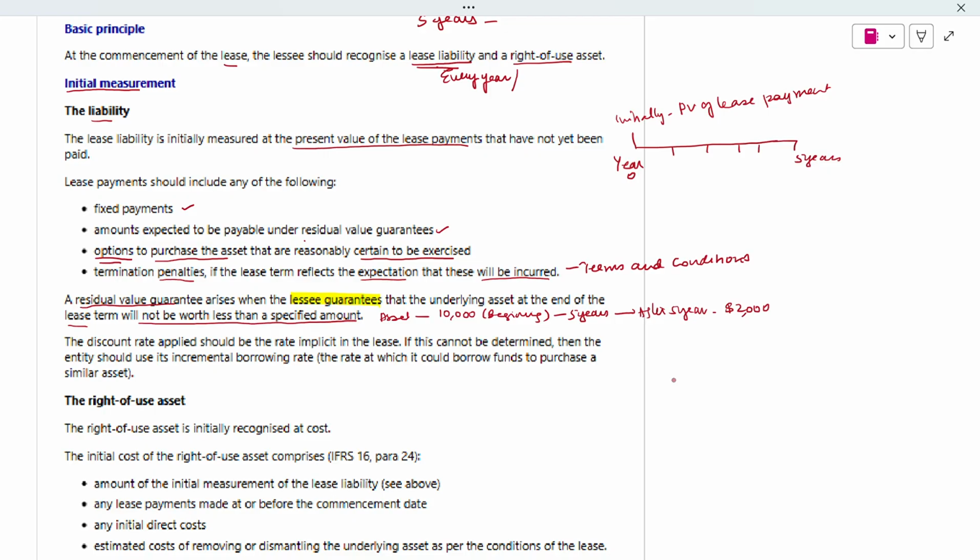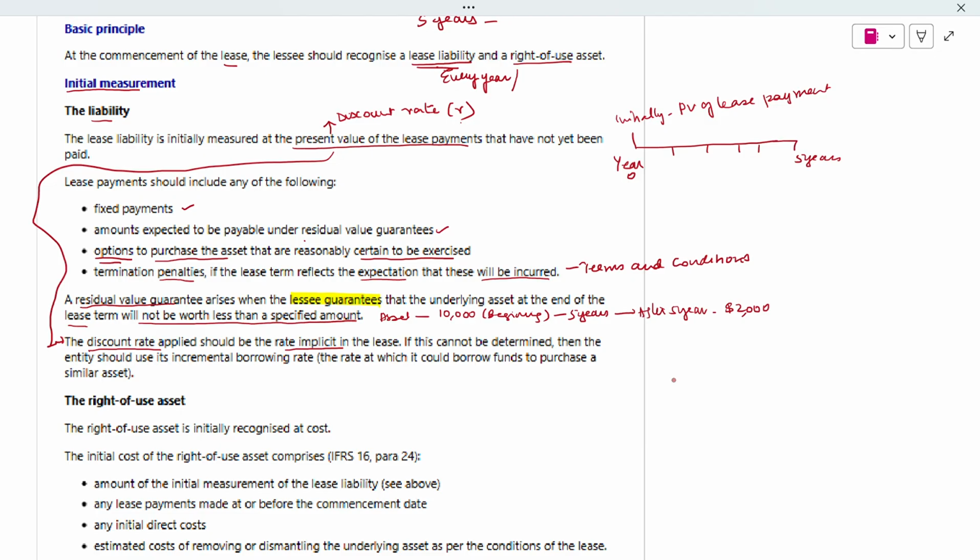Now, when you do the present value, whenever you are doing the present value, we should know what the discount rate is. We should know what the value of R is. The discount rate applied should be the implicit rate, which means you should know what the rate is for that contract.